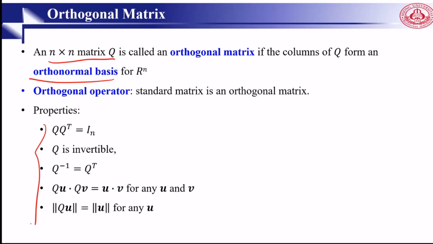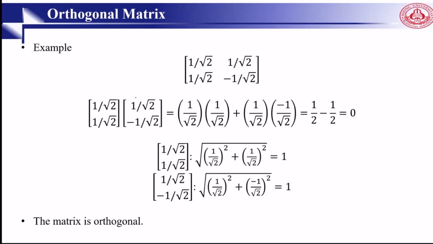If Q is an orthogonal matrix, then Q multiplied by its transpose is equal to I_n, the identity matrix. Q is always invertible, and Q inverse is equal to the transpose of Q. The multiplication of Q into two vectors preserves their product, and the norm of QU is equal to the norm of U. That's why we call it an orthogonal operator.